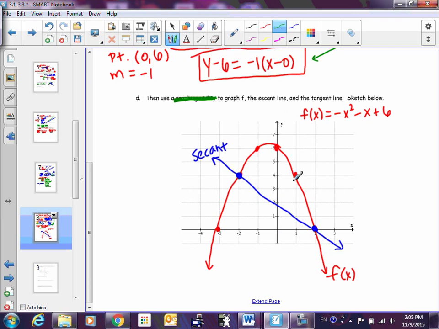We just found out in part C that the tangent line goes through the point (0, 6) and also has a slope of negative 1, so try to make sure that your line has that same slope. And it's really obvious now that these two lines are parallel. Okay, now if you can follow through this problem, you're in pretty good shape for the quiz tomorrow on the mean value theorem part.